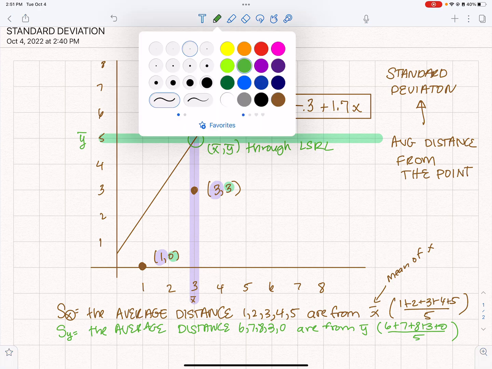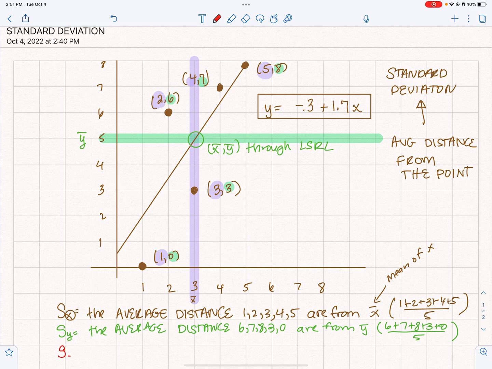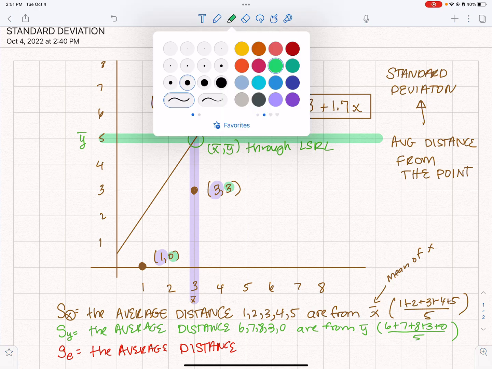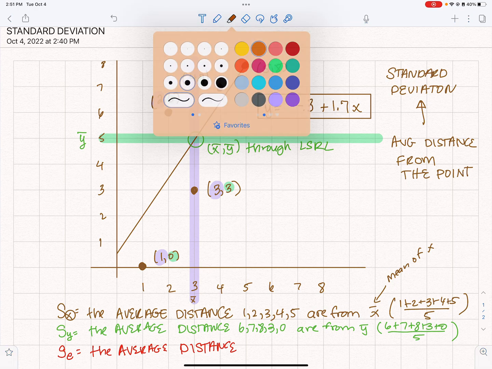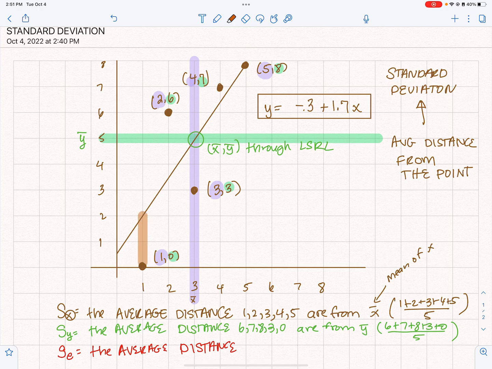So the last type of standard deviation I want to talk to you about is called SE, and that is the standard deviation of the residuals. So the same idea, the average distance. Again, let's pause here and see, wait a minute, what is it that I'm looking for? Well, my residuals are just this distance here, this distance here, this distance here, this one here, and this one right there. So if I look and I say, okay, this distance is -2, this one is about 2.5, and this one is -2.